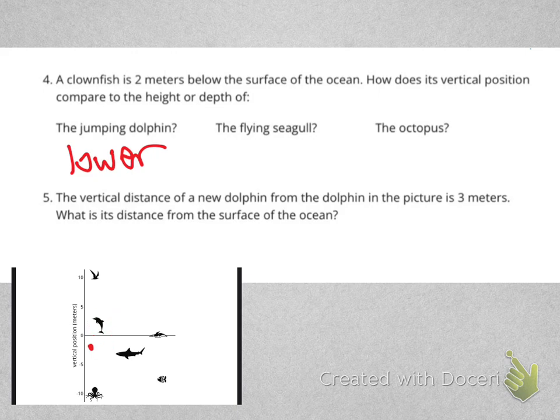Then next we have our flying seagull. The flying seagull, he's way up here at the top. And our clownfish is down here. Wait, sorry, our clownfish is lower than the seagull. I got it backwards. Lower than the seagull. Alright, and then the last one, the octopus. He's way down here. Our clownfish is at least up here. The clownfish compared to the octopus is higher.